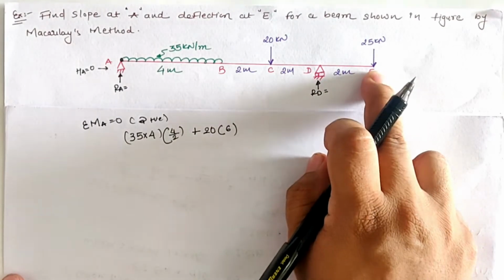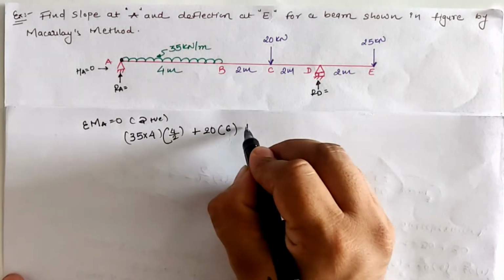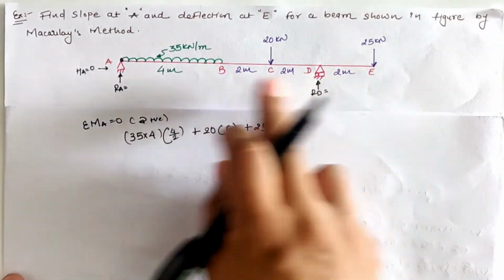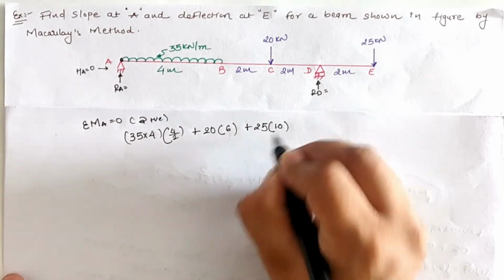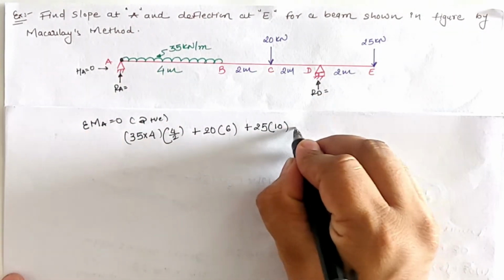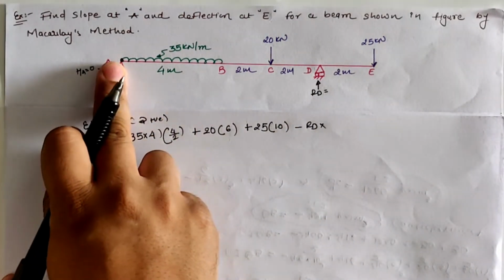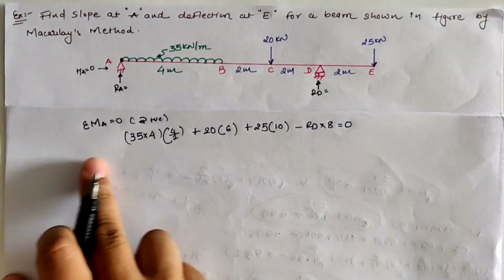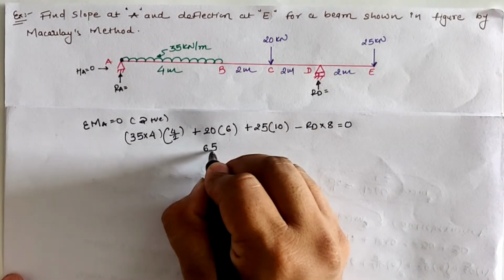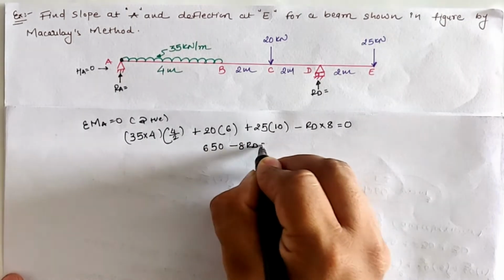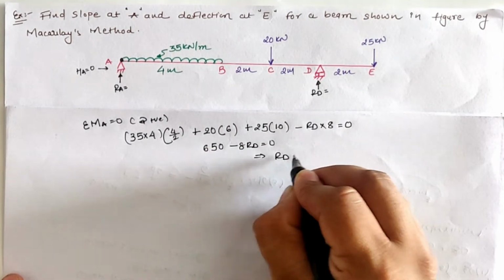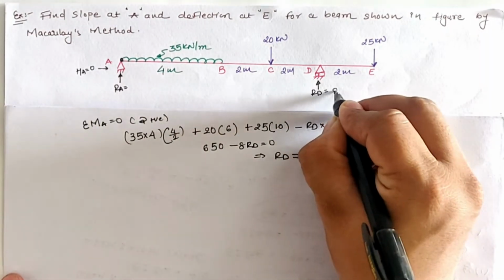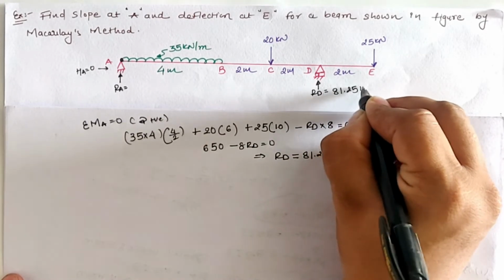25 kN point load at location E creates clockwise moment, so it is positive 25 into total span length is 4 plus 2 plus 2 plus 2 as 10 meter from A, so it is 25 into 10. RD creates anticlockwise moment, so it is minus RD, and perpendicular distance from A is 4 plus 2 plus 2 as 8, which is equal to 0. Now solving this term, we will have our value for RD, which is equal to 81.25 kilonewton. So our reaction at location D is 81.25 kilonewton.